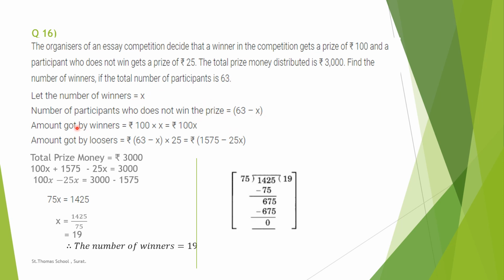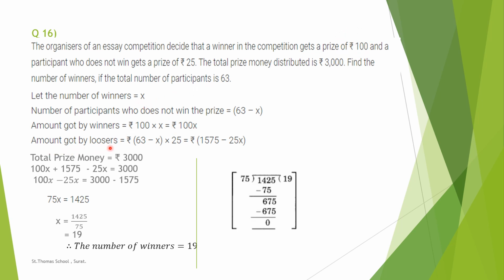Now, amount got by winners. How much amount will they get? One person will get rupees 100. So total how many winners? x. So what is the total amount got by winners? 100 multiplied by x, that is rupees 100x. Is it clear? Total number of winners is x and one winner will get rupees 100. So total amount is 100 multiplied by x, that is 100x.